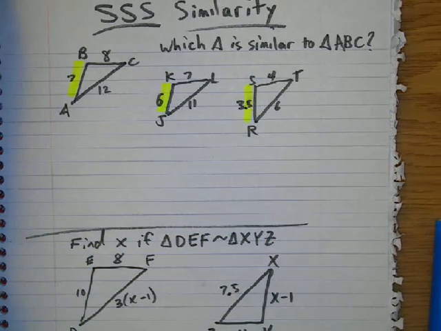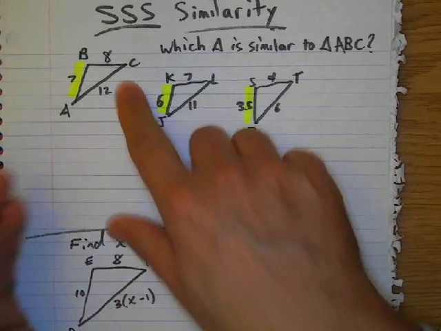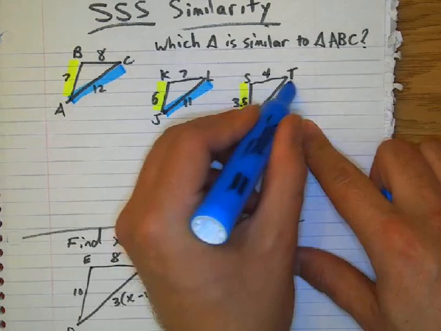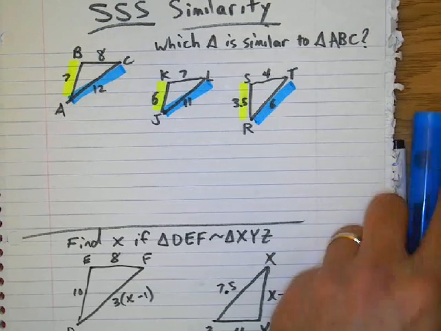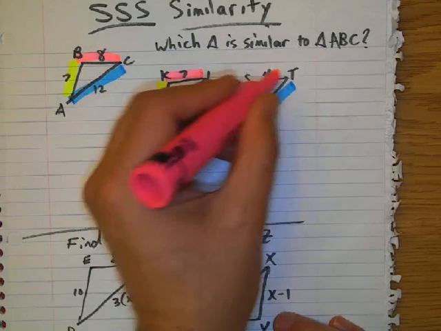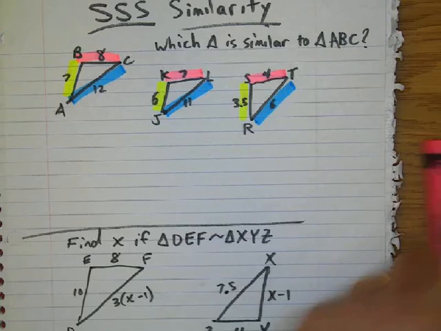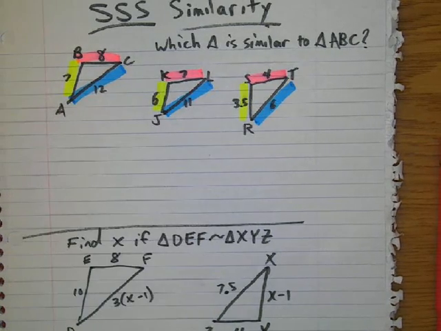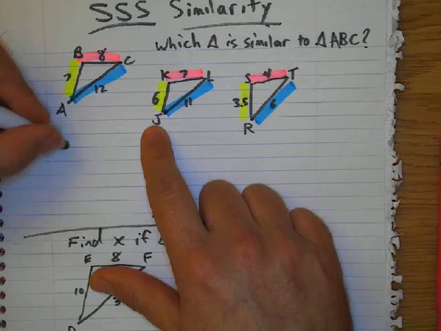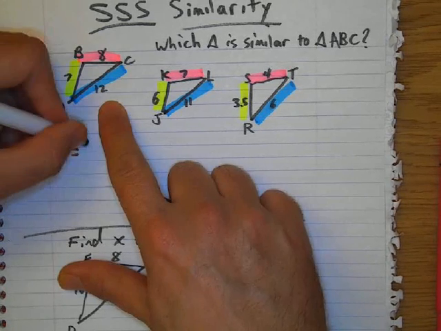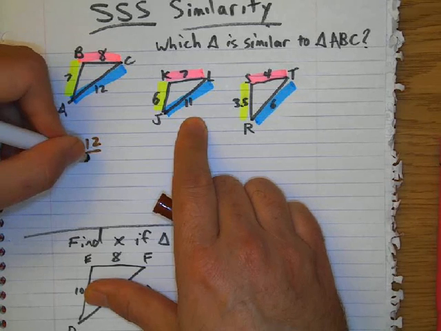Let's see. The longest side is 12. The longest side here is 11, and the longest side here is 6. The middle side is 8. The middle side here is 7. The middle side here is 4. So which of these two triangles is similar to this one here? So we need to set up the ratios. So 7 over 6, is that equal to 12 over 11?